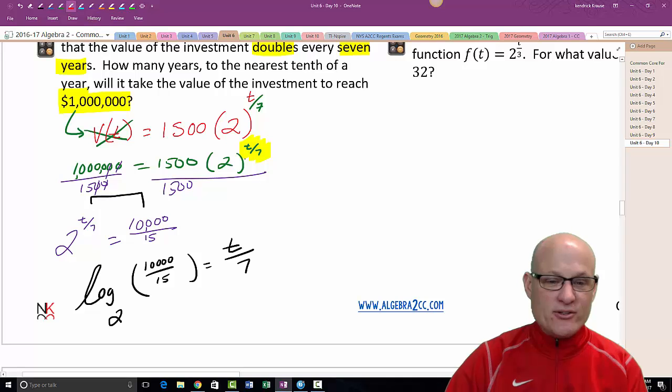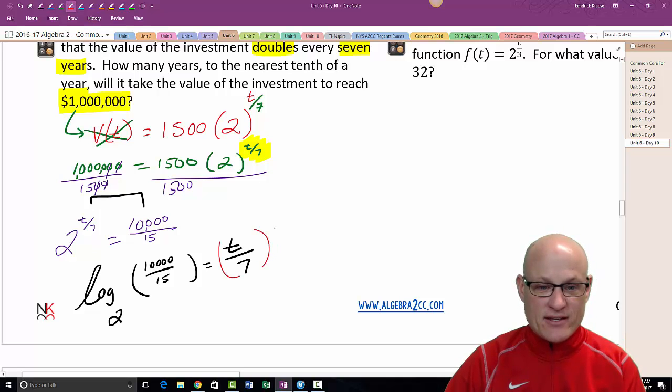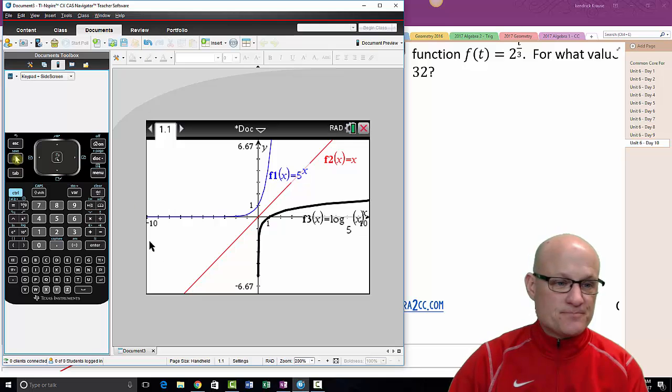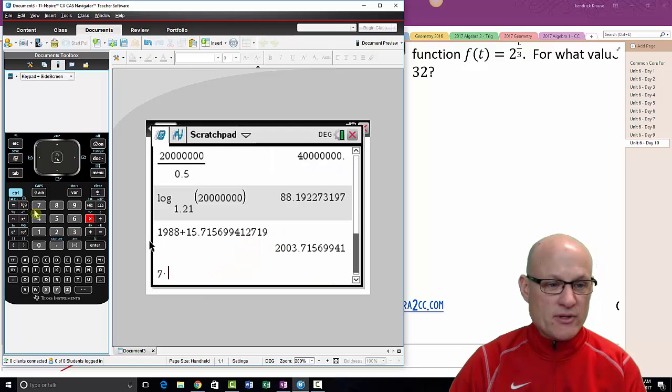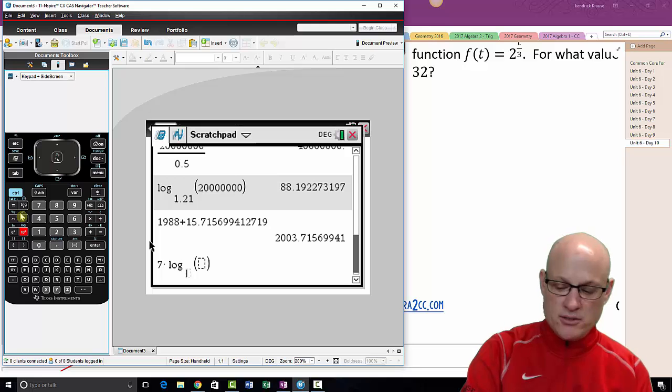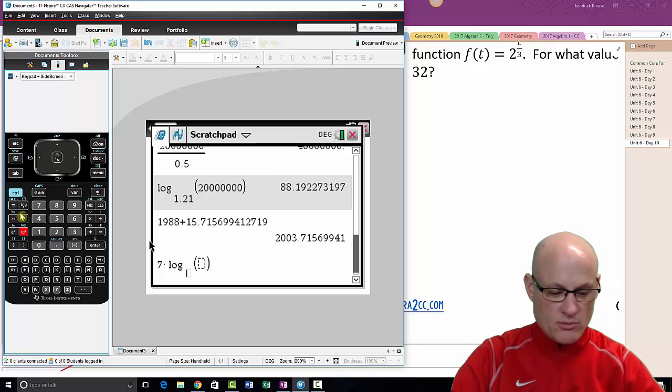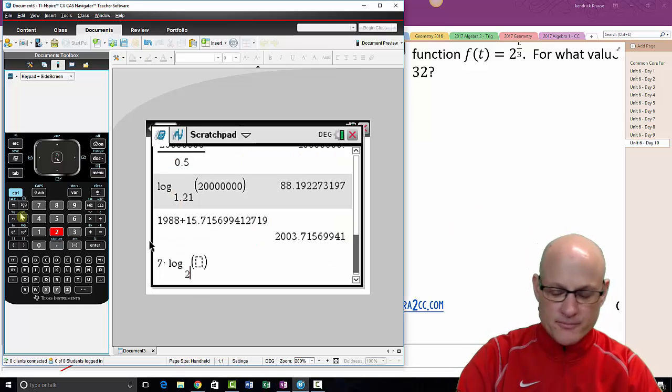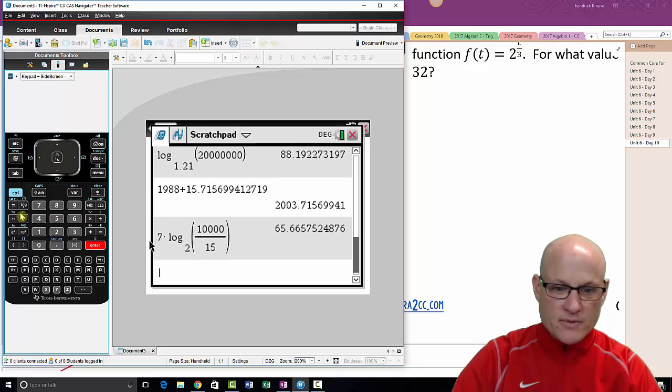Well, what's the last thing I got to do? I got to get rid of that 7, so I'm going to multiply this side by 7, which means I got to multiply this side by 7. So in my calculator, there's what I want to type in: 7 times the log, don't remember what the base was, base 2 of 10,000 divided by 15.